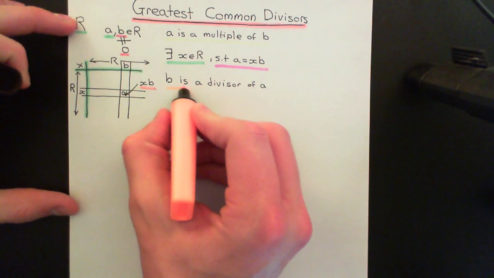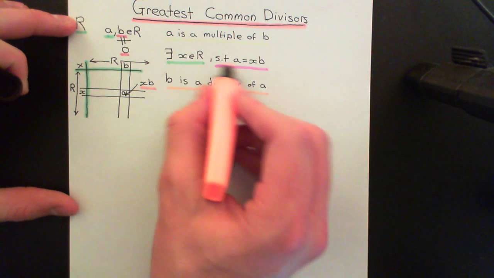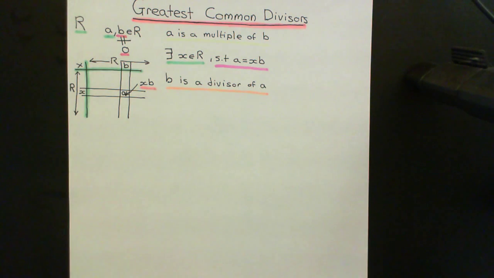And saying that B is a divisor of A is exactly this condition as well. It means that there exists some element of the ring which if you multiply it with B, you get A. So it means exactly A is a multiple of B. Okay, it's just stated from the other point of view. So that's what it means to say that one element is a multiple of another element, and one element is a divisor of another element. Okay, right. Now, a bit more notation.